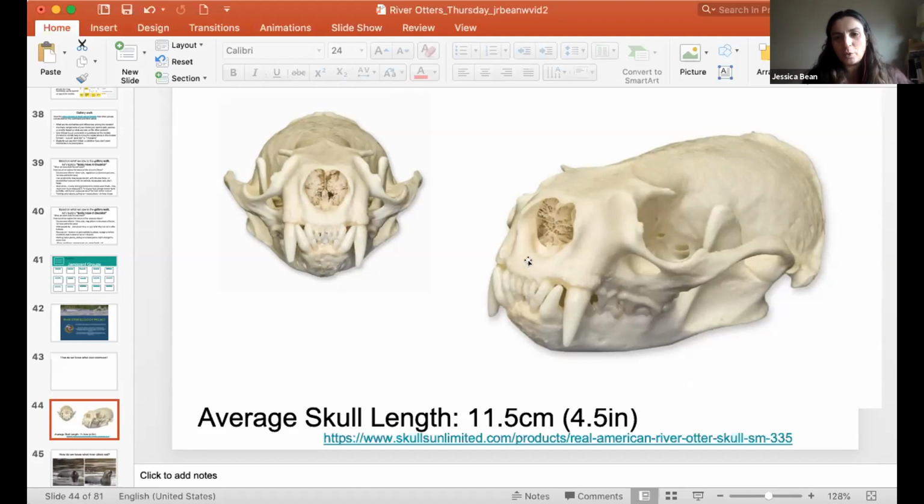And so one way that we can get clues about what things eat, and also what they need to be able to eat the food sources in their environments, is by the form and the function of their bodies, right?